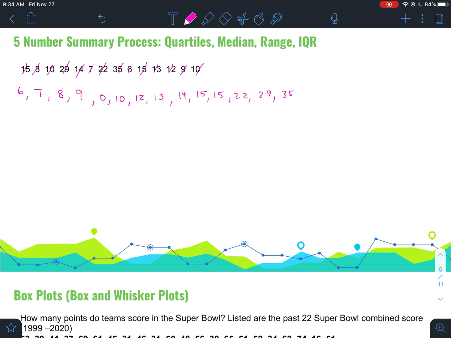So the quartiles, we're going to basically divide this data into 4 sections. And in order to do that, we're going to find the median, which would divide the data in half. And then we're going to find the median of each of those halves. So we're going to call those numbers Q1, Q2, and Q3. And it's going to divide our data into fourths.